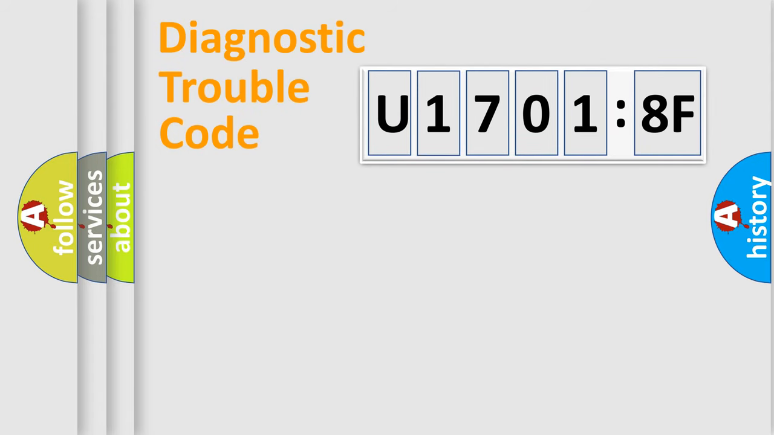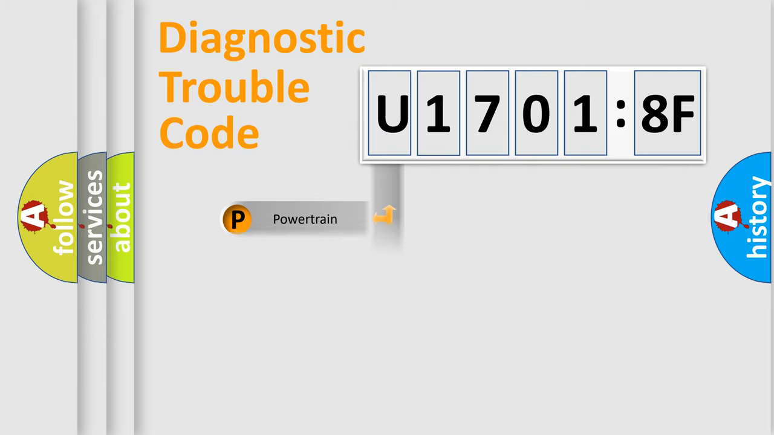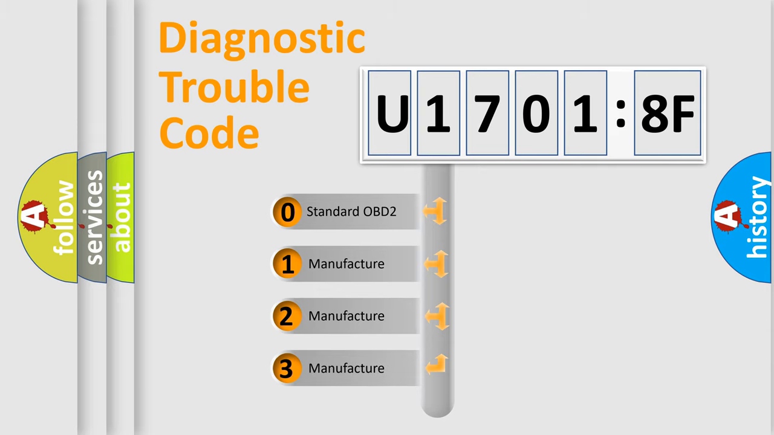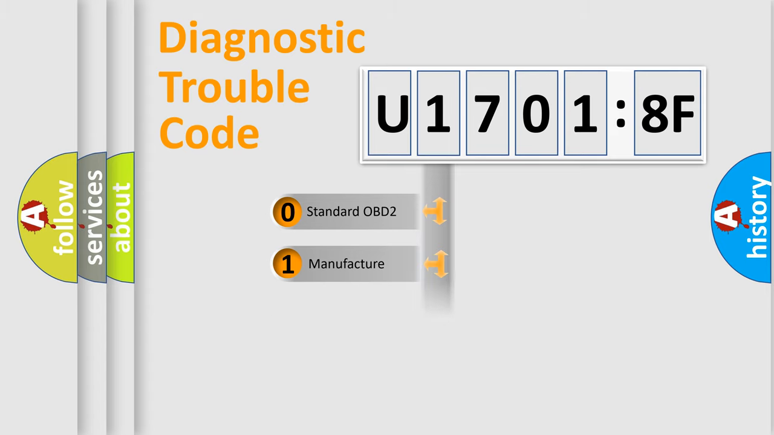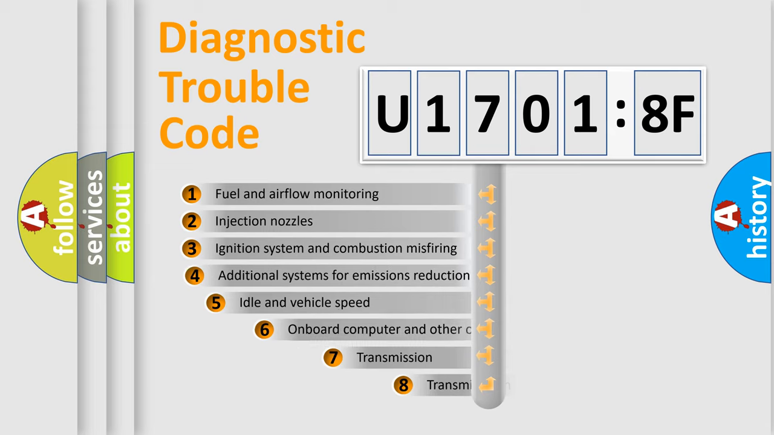Let's do this. First, let's look at the history of diagnostic fault code composition according to the OBD2 protocol, which is unified for all automakers since 2000. We divide the electric system of the automobile into four basic units: powertrain, body, chassis, and network. This distribution is defined in the first character of the code. If the second character is zero, it is a standardized error. In the case of numbers 1, 2, 3, it is a manufacturer-specific error.